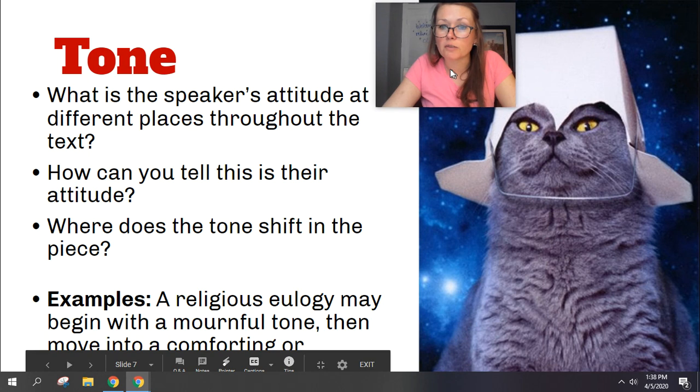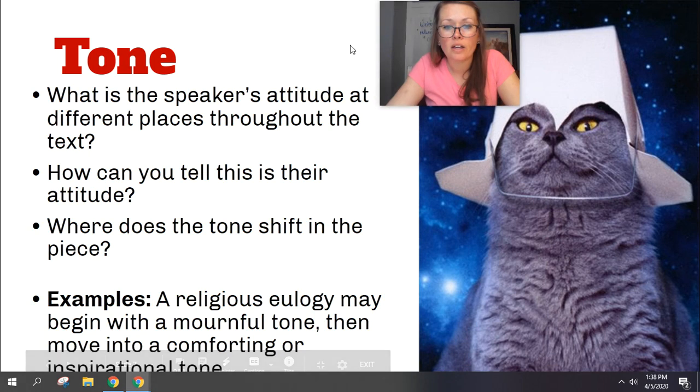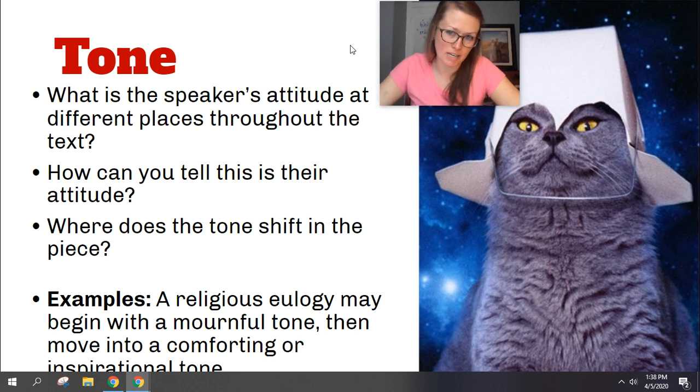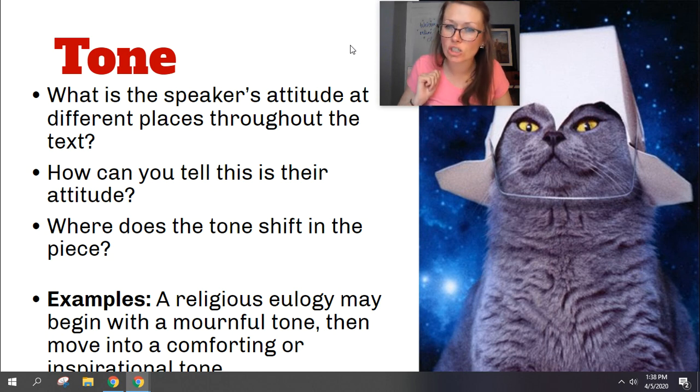And then the last element of SPACECAT really has to do with tone. The College Board is always going to ask you to analyze the tone of a specific piece, and they usually want it in like a word or two, typically two. So what is the speaker's attitude at the different places throughout the text? Do you notice a tone shift, right? So it starts as this, but it ends as this. How can you tell that this is their attitude? What words or sentences are really contributing to creating that tone? And then that shift in the piece, why does it shift there? Why do they go from this to this?